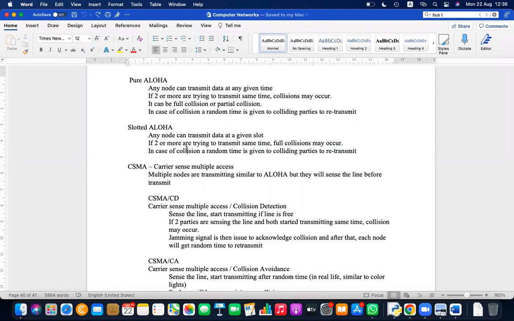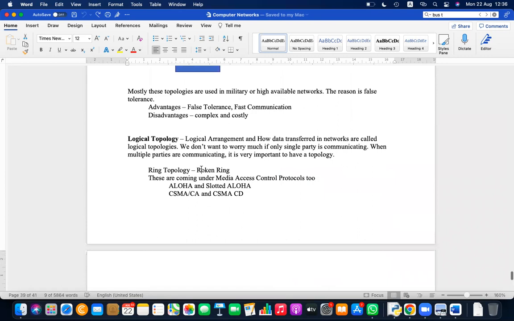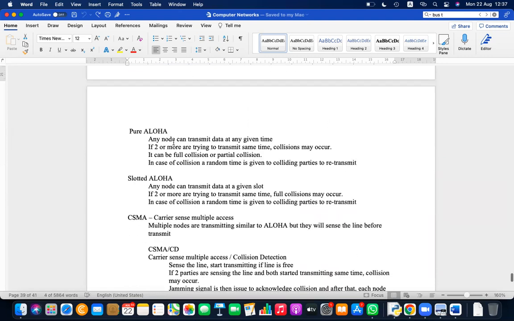Given slots. So pure Aloha is like tuk-tuks, three wheels. Anytime they want, they go. But slotted Aloha is like buses. They have a turn. But there can be a turn collision. Same turn, two buses. If two buses go, there will be a collision. Right? Both are ways of multiple access. But this is not multiple access, right? Ring topology is a single access. Ring topology is only a single party. But in slotted Aloha and pure Aloha, multiple parties can communicate.